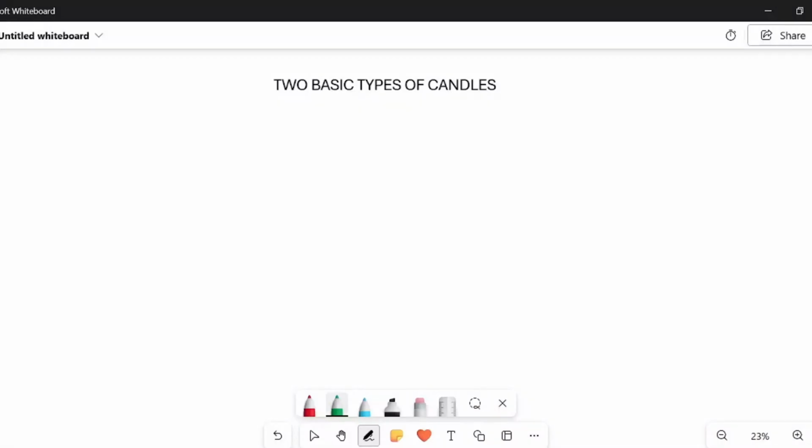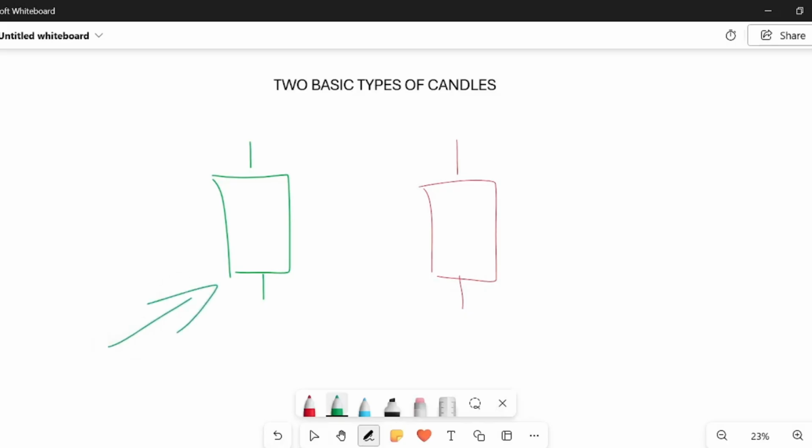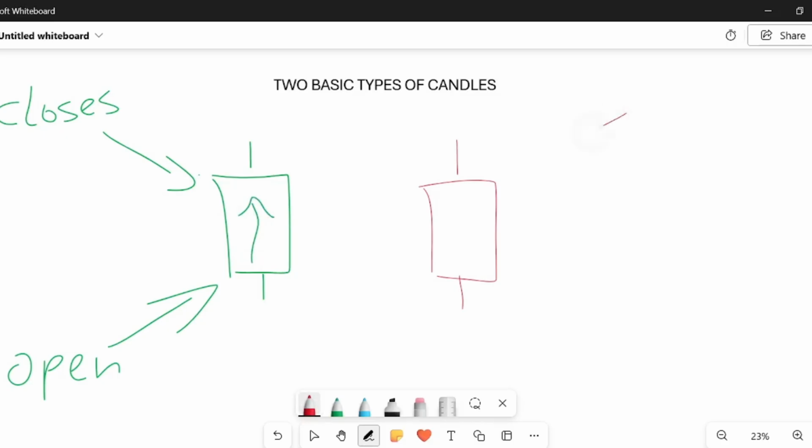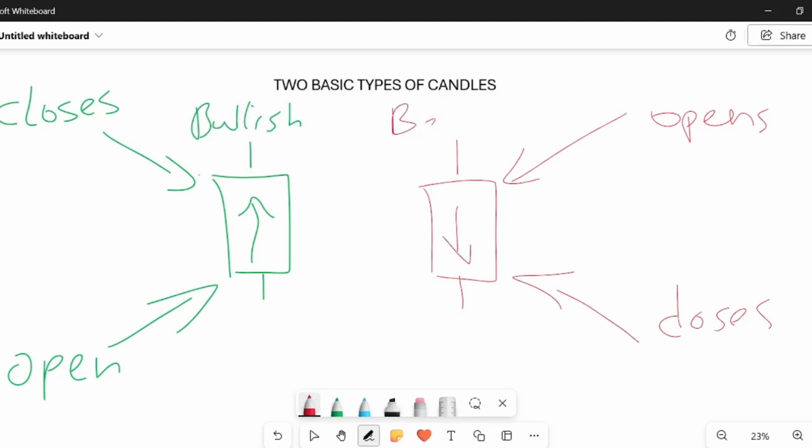So starting off, we have two basic types of candles. We have a bullish candle and a bearish candle, right? Now, a bullish candle opens at the bottom and closes at the top. What this means is that the overall movement of the candle was bullish, that it went up. And the bearish candle is literally the opposite, where it opens at the top and closes at the bottom, which means the overall movement of the candle was bearish, hence bullish and bearish candles.